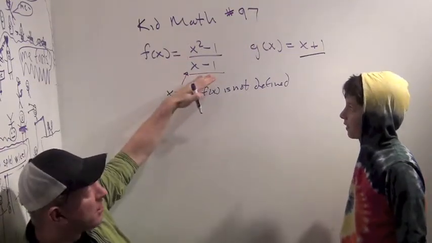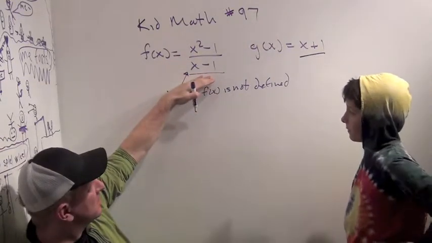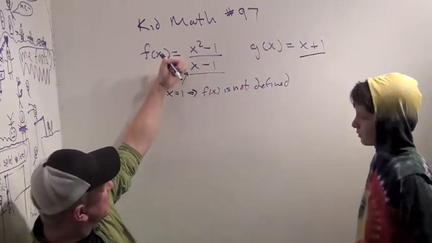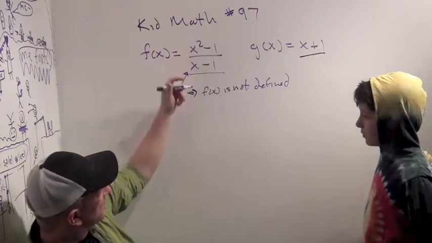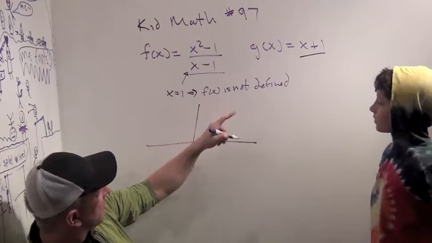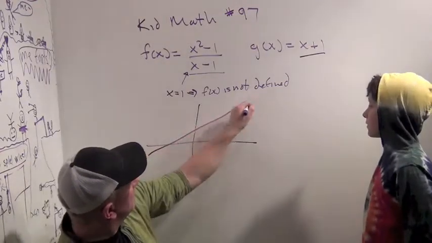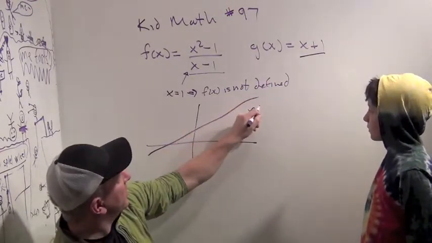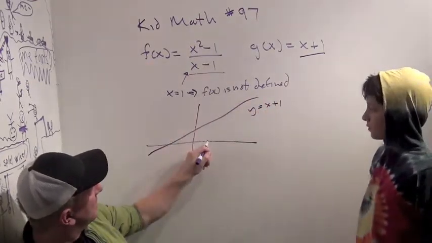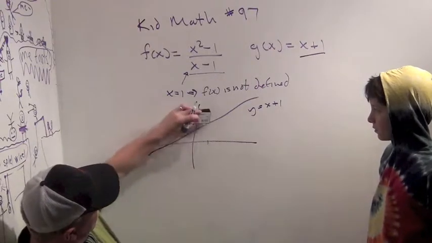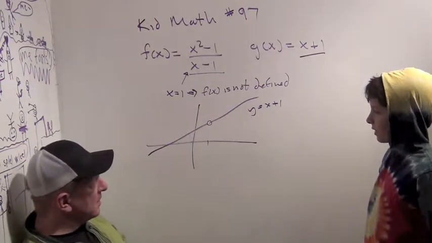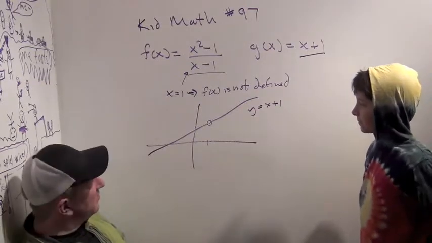Everywhere else, this function looks like x plus 1, except very importantly, it is not defined at x equals 1. If you were going to graph these functions, g of x looks like the line y equals x plus 1. f of x looks exactly like this line, but at x equals 1, we have to remove a point. So it's like a line with a hole in the middle. It is a line with a hole in the middle.